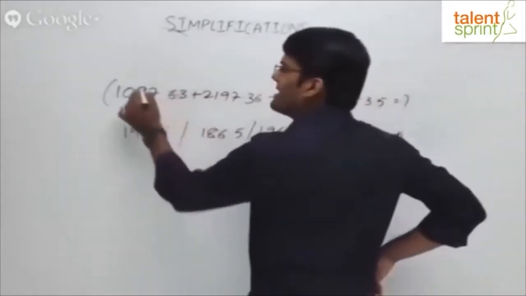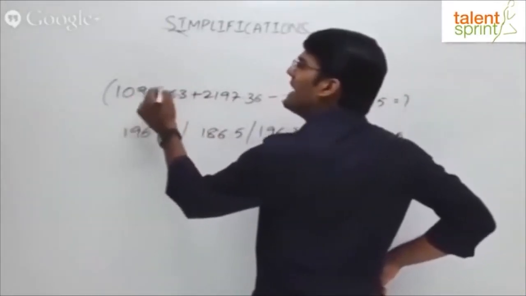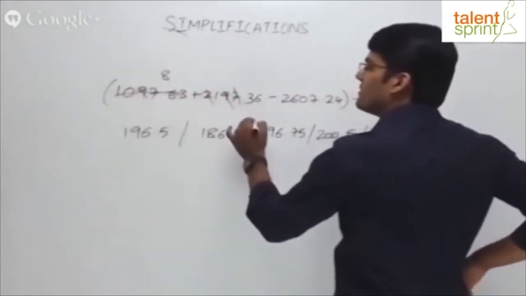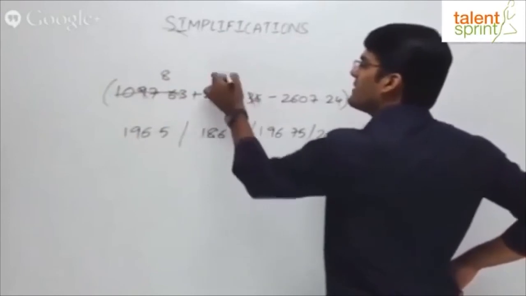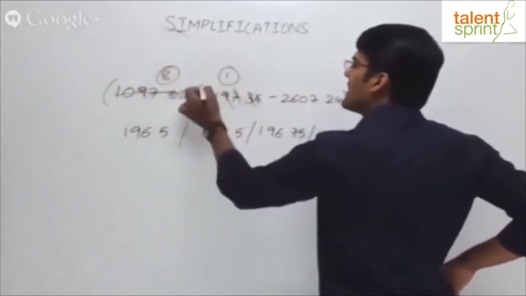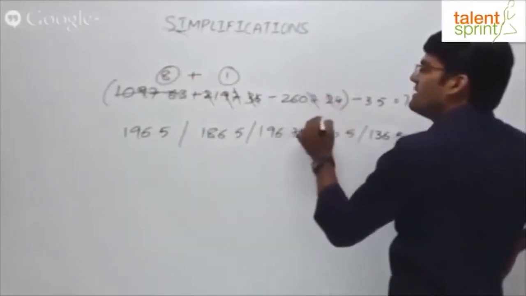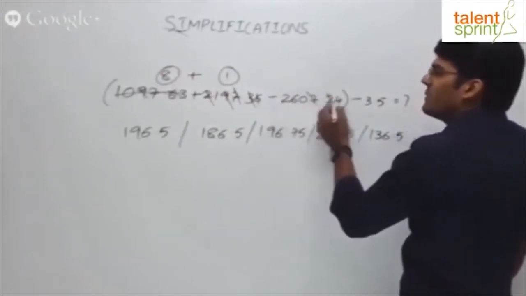So find out the root digit. 6 and 3 anyway get cancelled, 9 gets cancelled. 1 plus 0 plus 7, 8. So this number is 8. 9 here is getting cancelled, 2 and 7 get cancelled, 3 and 6 get cancelled. What is left out? 1. So the root digit of the first term is 8, the second term is 1. Third one here, 7 and 2 get cancelled. 2 plus 6 is what? 8, 8 plus 4, 12.